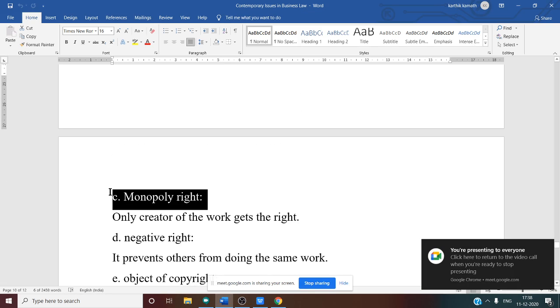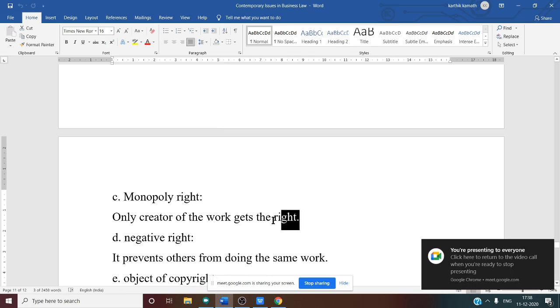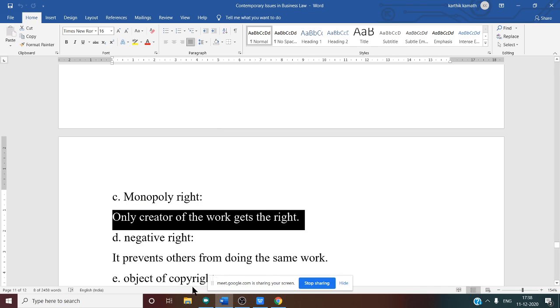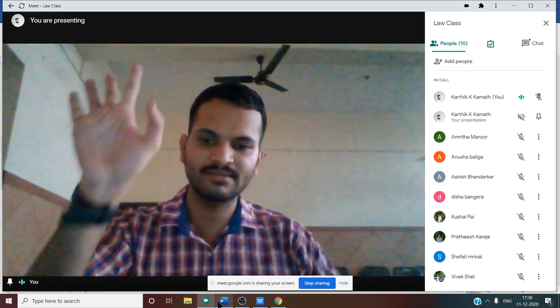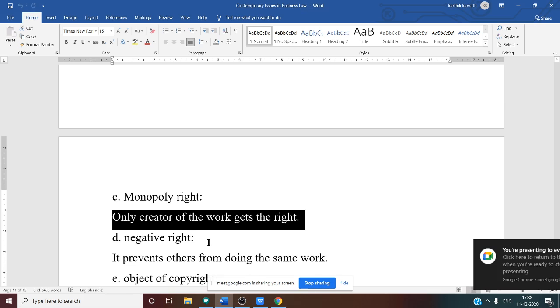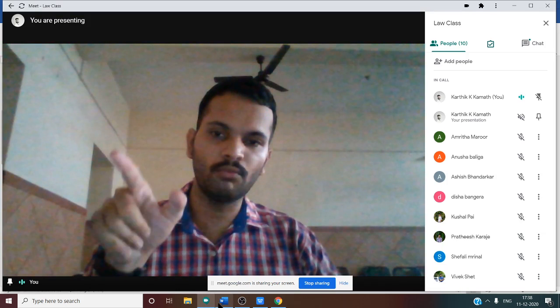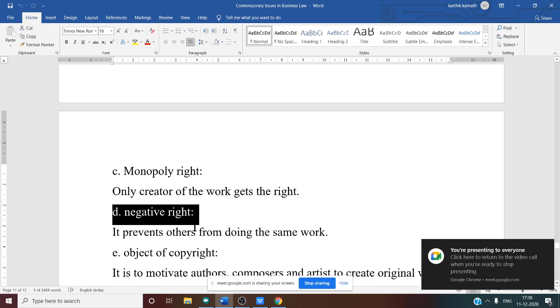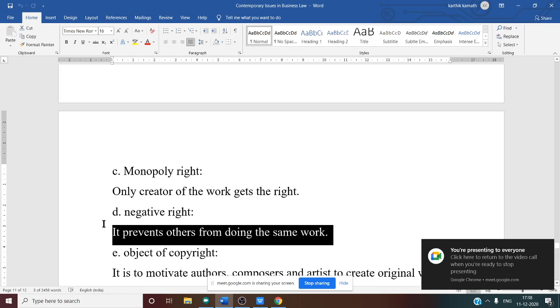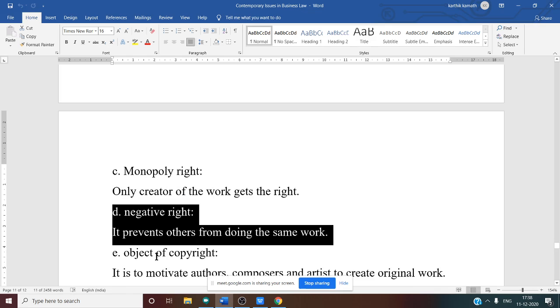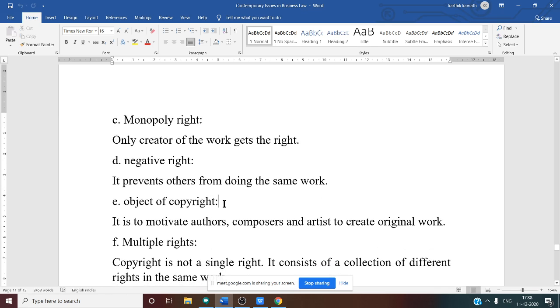Then the monopoly right. Monopoly right means single right. Who will get the right? Only the creator of the work will get the right and no one else. Then negative right means it prevents the person from using the original work. So that is the meaning of a negative right. So it prevents others from doing the same work which is originally invented by the copyrighted person, or one who has taken the copyright.